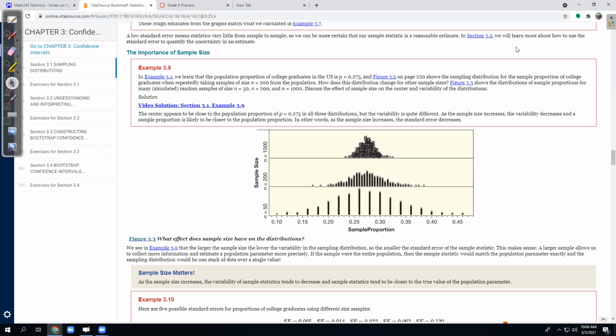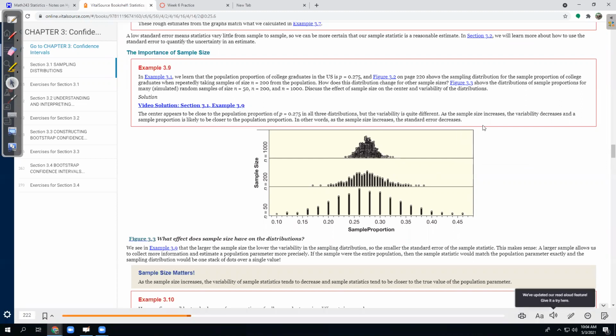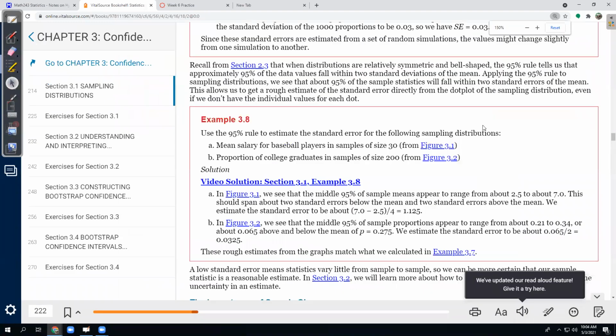All right, so let's start off with a review of some confidence interval stuff. This is a page of the book from section 3.1 about what a sampling distribution is. And the point here was that sample size matters. So check out this graph here, and let me blow it up maybe. Like this.